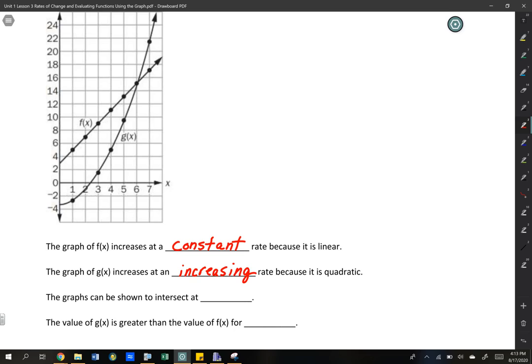The graphs can be shown to intersect at what point? Well, they're intersecting right here, and that's the point (6, 15). The value of g of x is greater than the value of f of x. So g of x only starts getting greater right here, so after the value of x equals 6. So where x is greater than 6.